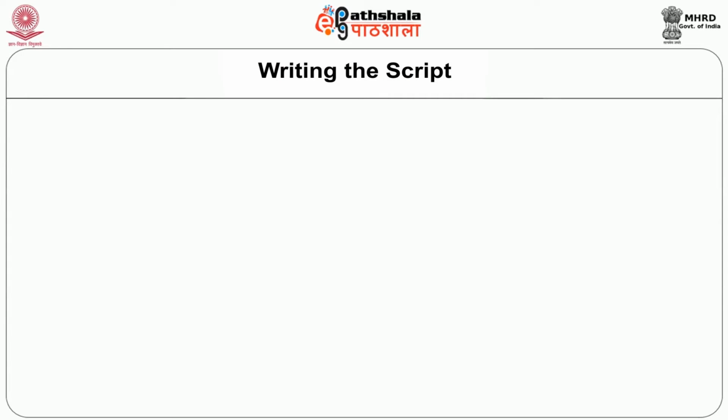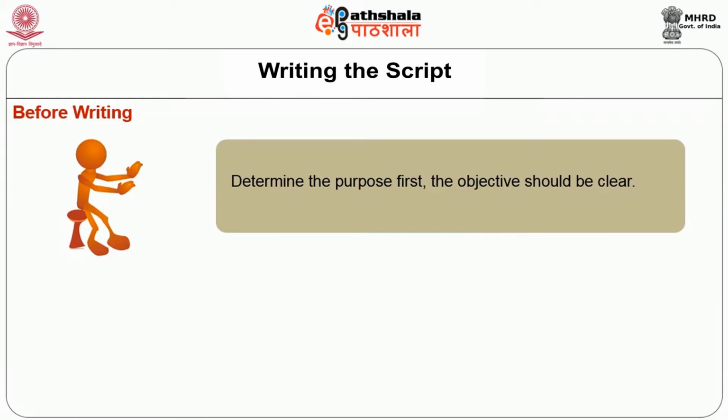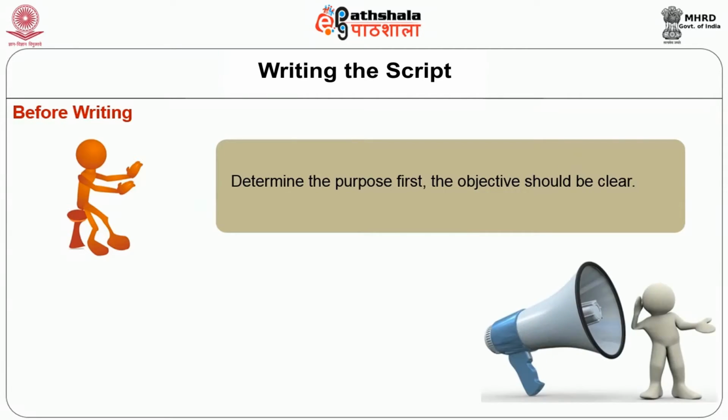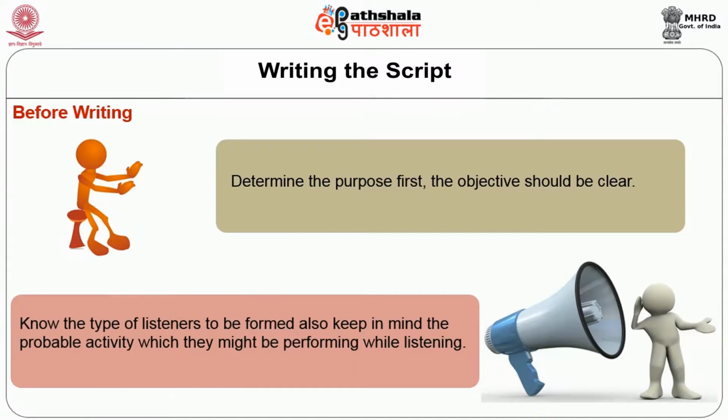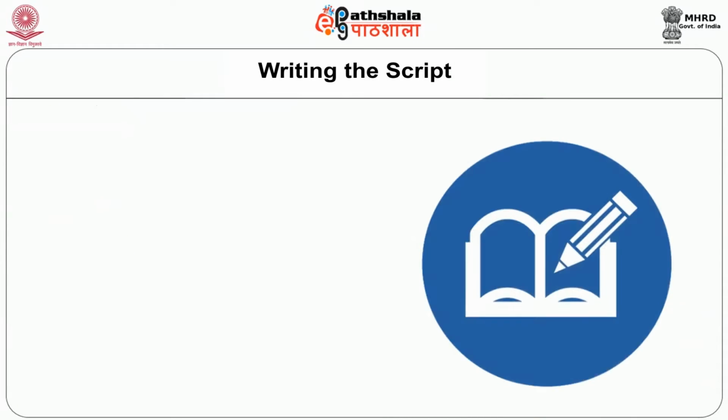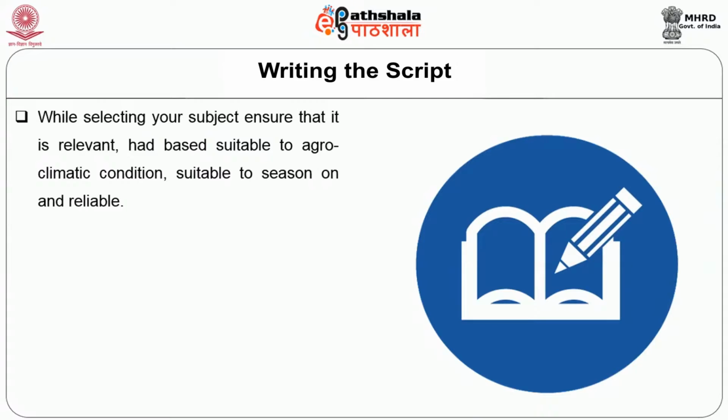Writing the script. So before writing, one should determine the purpose first. The objective should be clear. Know the type of listeners to be informed. Also, keep in mind the probable activity which they might be performing while listening. While selecting a subject, ensure that it is relevant, need based, suitable to agroclimatic conditions, suitable to season, and reliable.